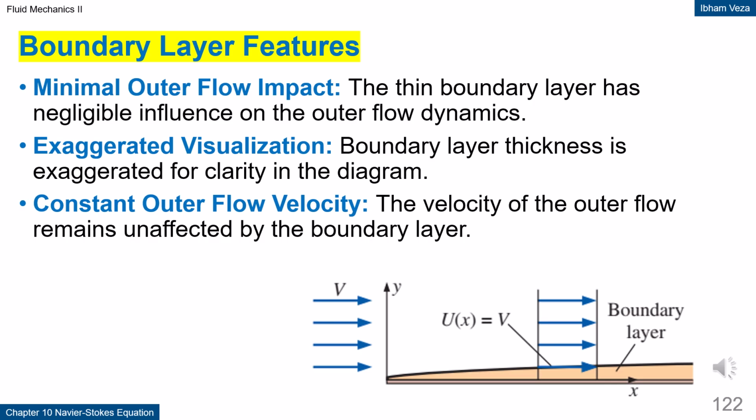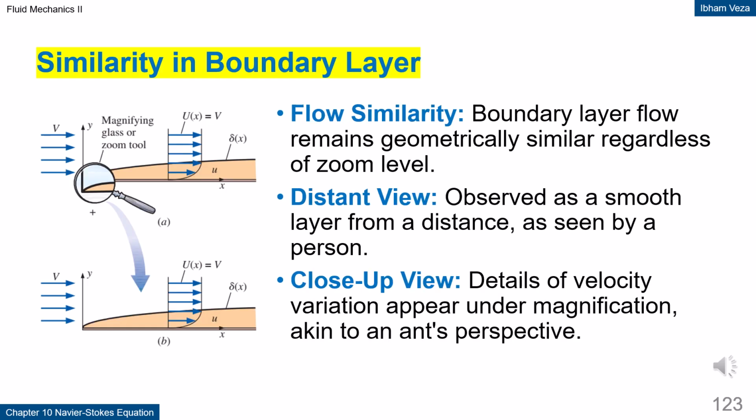Boundary layer features. The very thin boundary layer has a negligible influence on the outer flow dynamics. In illustrations, the boundary layer thickness is often exaggerated to make it visible. Physically, however, the outer flow velocity remains constant and is not affected by the presence of this thin layer. This confirms that the main interaction between viscosity and inertia occurs only near the wall. Therefore, the boundary layer approach clearly separates the flow regions.